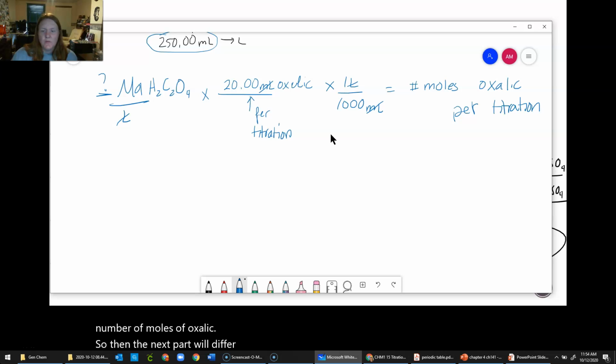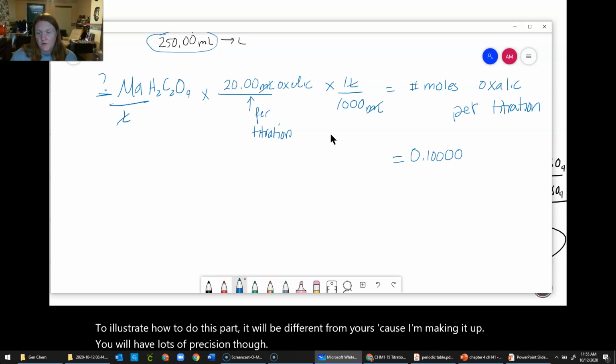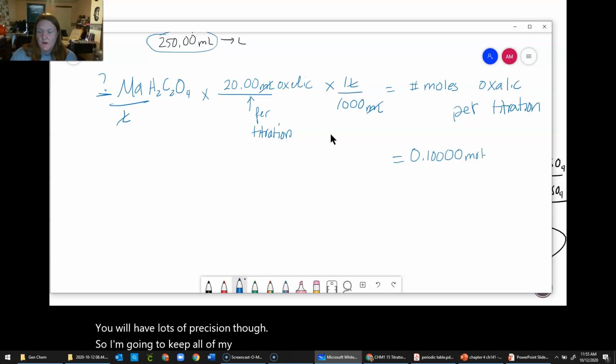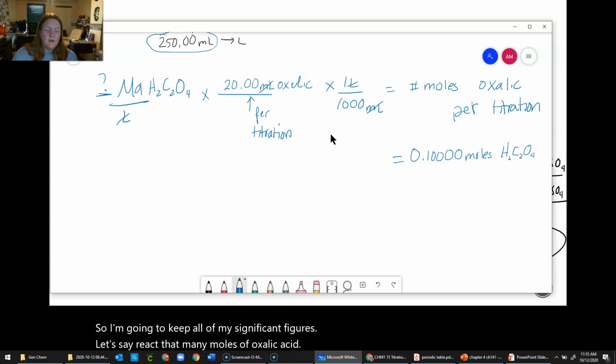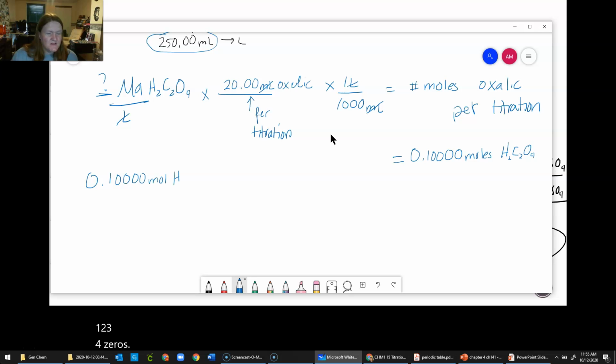All right, I'm just going to make up a number of moles to illustrate how to do this part. It will be different from yours because I'm making it up. You will have lots of precision though. So I'm going to keep all my significant figures. Let's say I react that many moles of oxalic acid. Okay, so what I will do is, using 4 zeros, using that as the basis, I will convert it so that we can compare the sodium hydroxide.